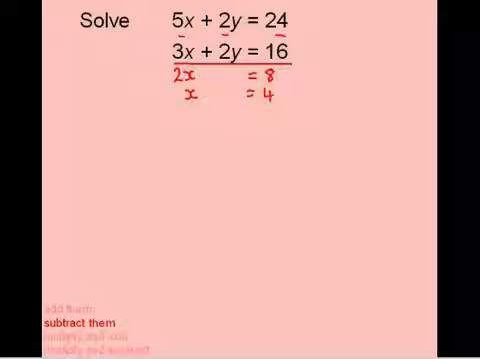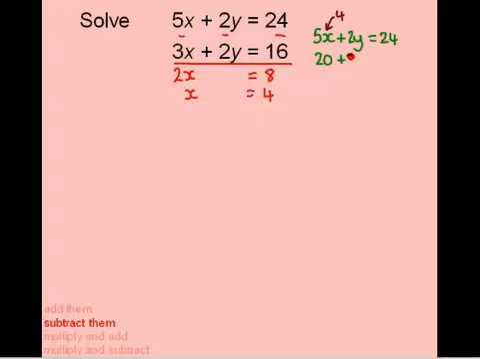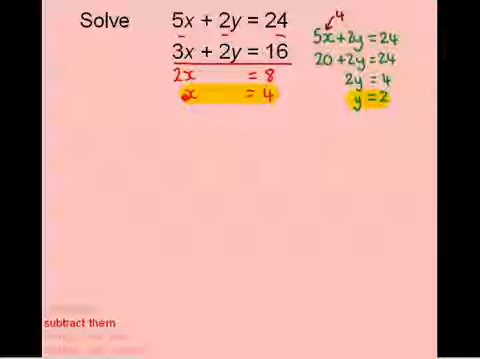Now I'm going to substitute the value of x equals 4 into the first equation. So that's 5x plus 2y equals 24. x is 4, so that's 5 fours, 20, plus 2y equals 24. Subtract 20 from both sides, so 2y equals 4, and divide both sides by 2 to get y equals 2. So my full answer is that x equals 4 and y equals 2.